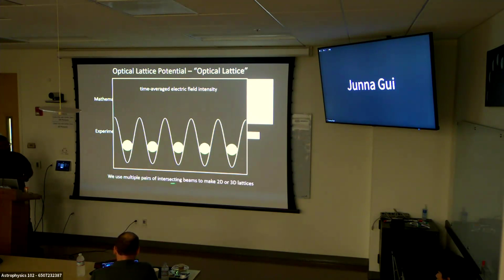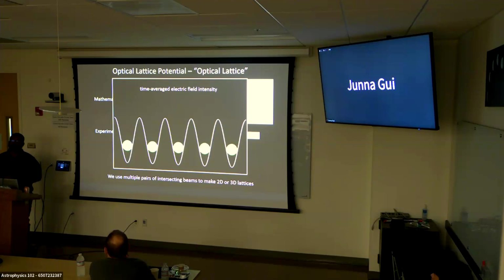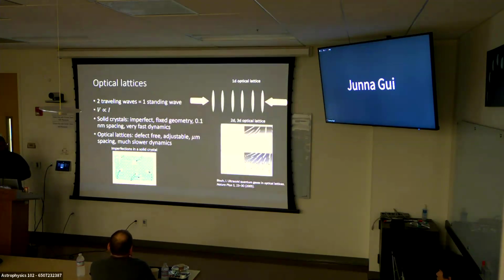It turns out we can use multiple pairs of intersecting beams to make either two-dimensional or three-dimensional lattices. These are periodic lattices that I'm talking about. Or we can use lasers to make quasi-periodic lattices that have a different set of symmetries. Okay. So I just mentioned for this 1D case, two traveling waves give me a standing wave where the optical potential is proportional to the laser intensity. This is my one-dimensional optical lattice.